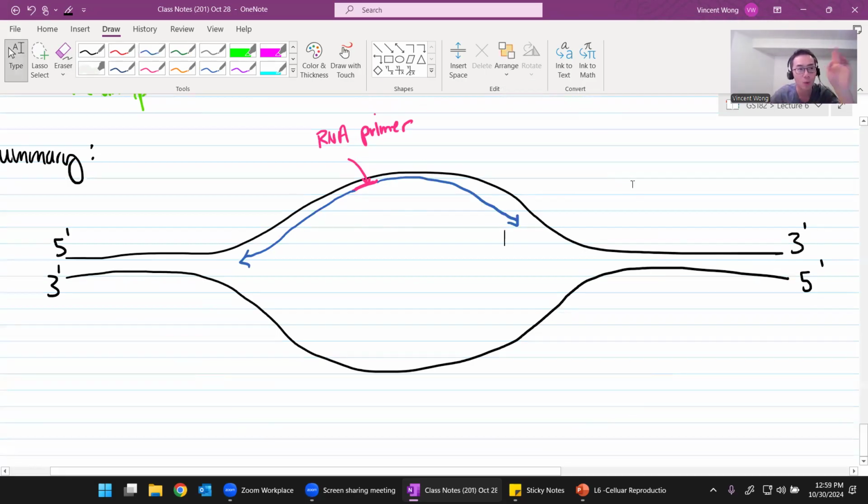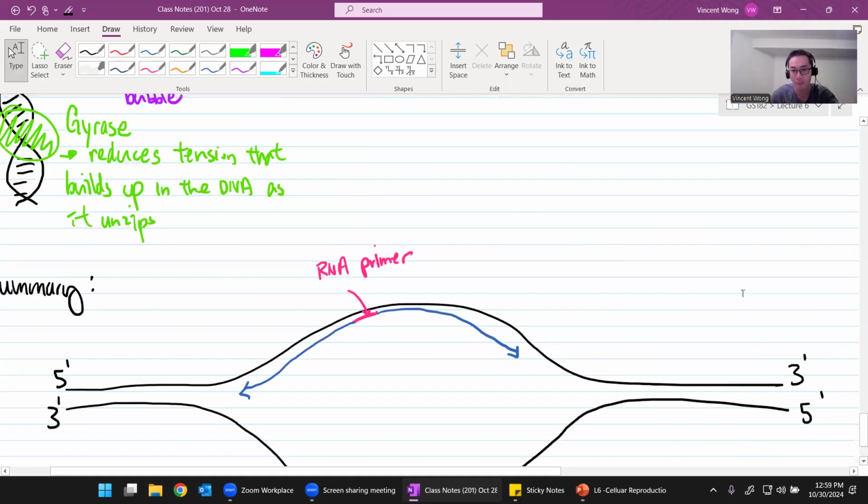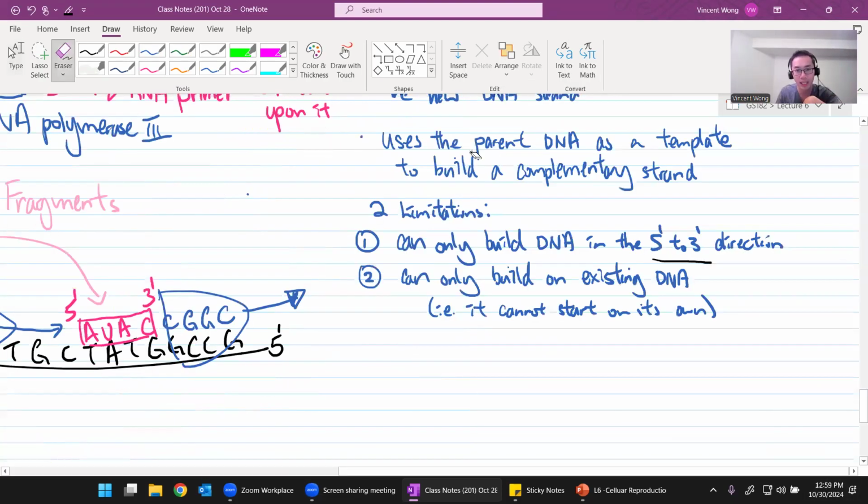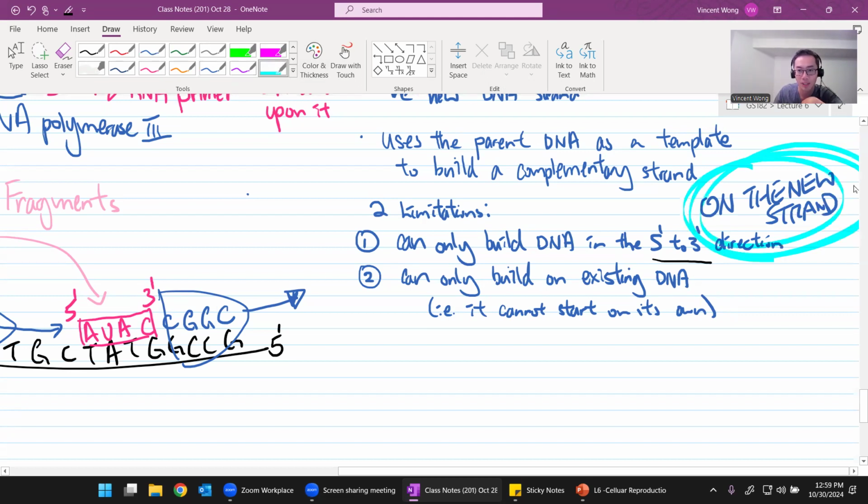I just want to double emphasize that when I say the limitation where DNA can only be built in the 5 to 3 direction, I am talking about the new strand. I'm going to triple circle this so you don't get confused. On the new strand.